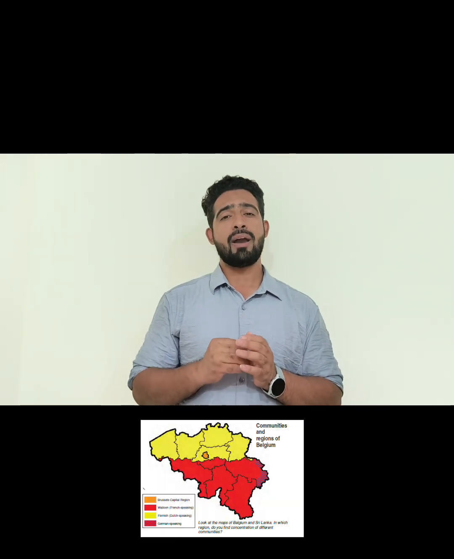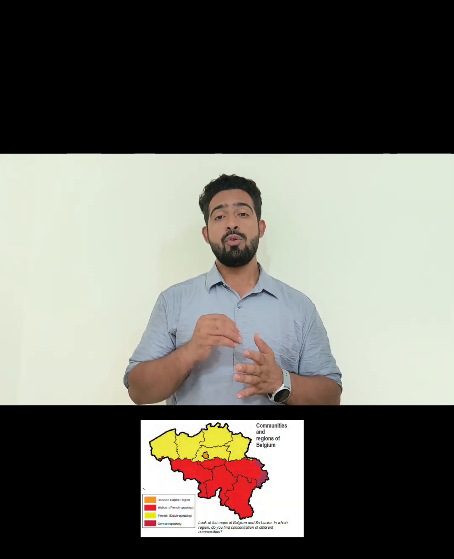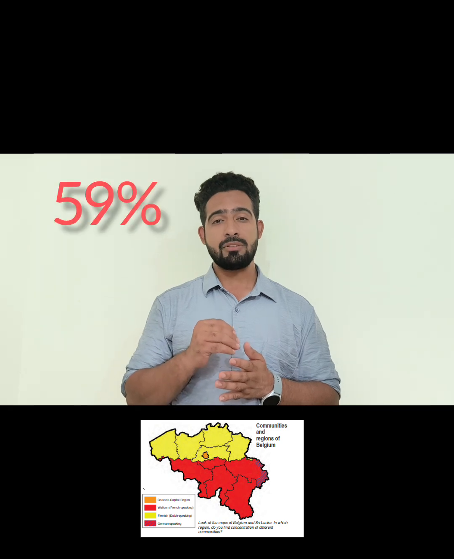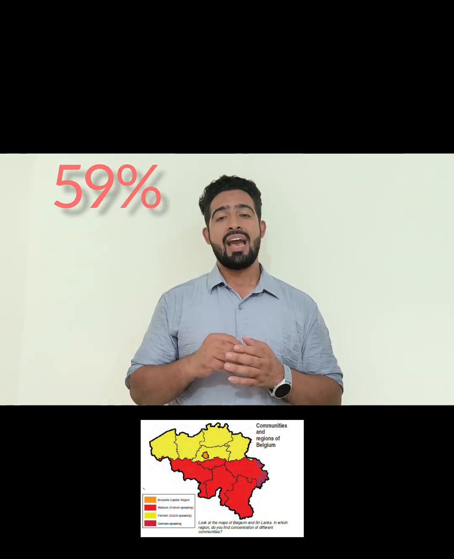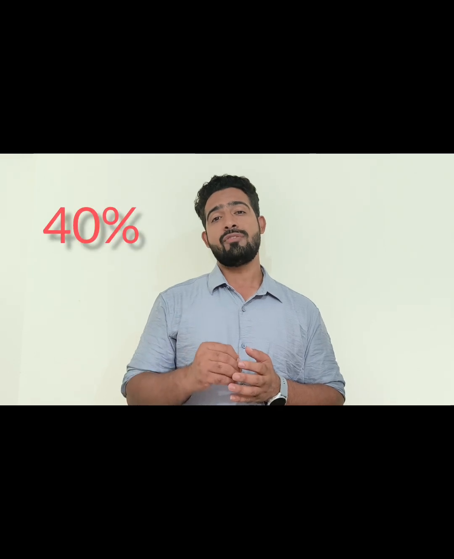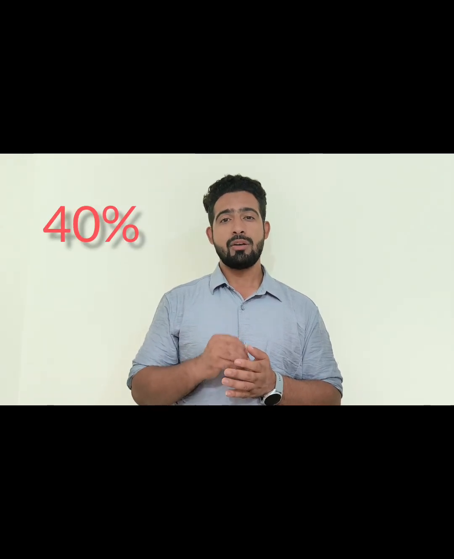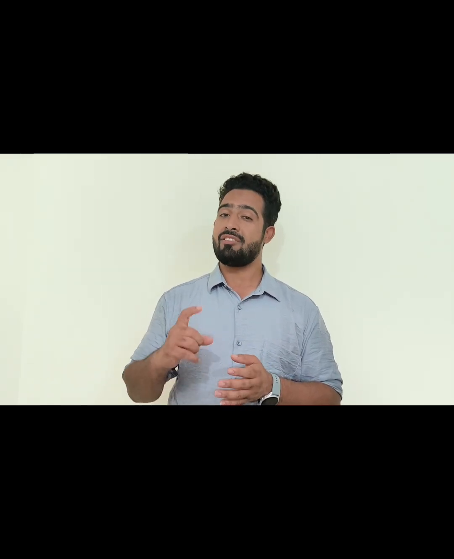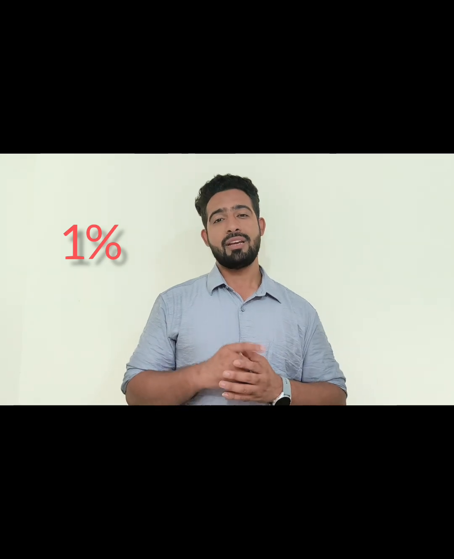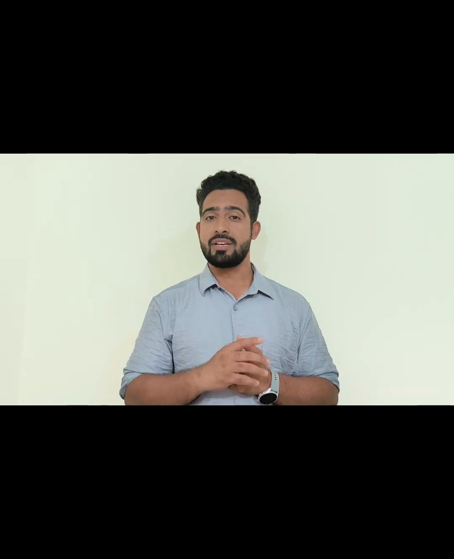And if you look at the population composition, there is a region called the Flemish region, which is dominated by the Dutch speaking people, who consist of 59% of the population. And the Wallonia region of Belgium comprises 40% of the people who speak French, and the remaining 1% speak the German language. This is very complicated, and there is a twist here.